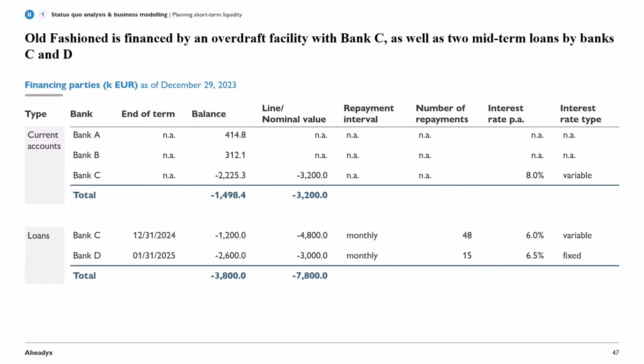It's also best practice to give an overview of the financing parties in one slide, and the reason for that is these current accounts and loans are usually detailed in long PDF files, so it's just handy to have this in one place. And here it's important to remember that Bank C grants the overdraft facility to old-fashioned, and the midterm loans are provided by banks C and D.